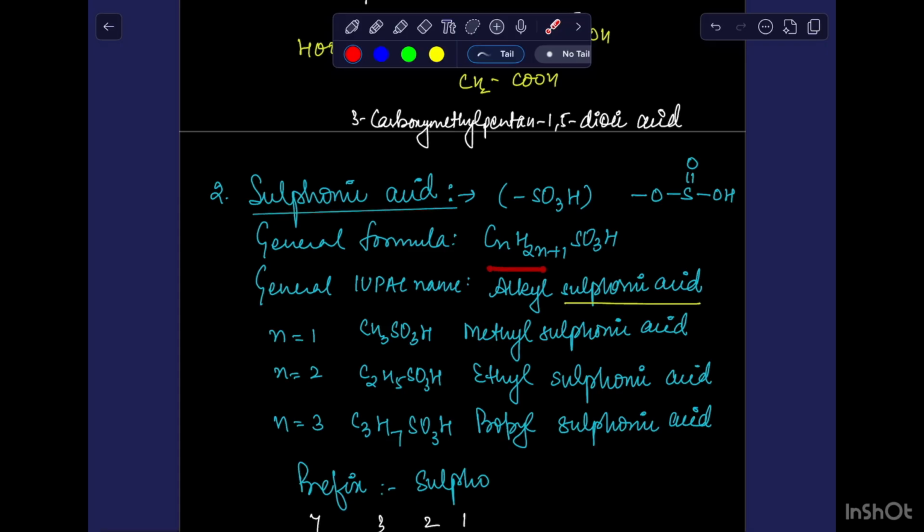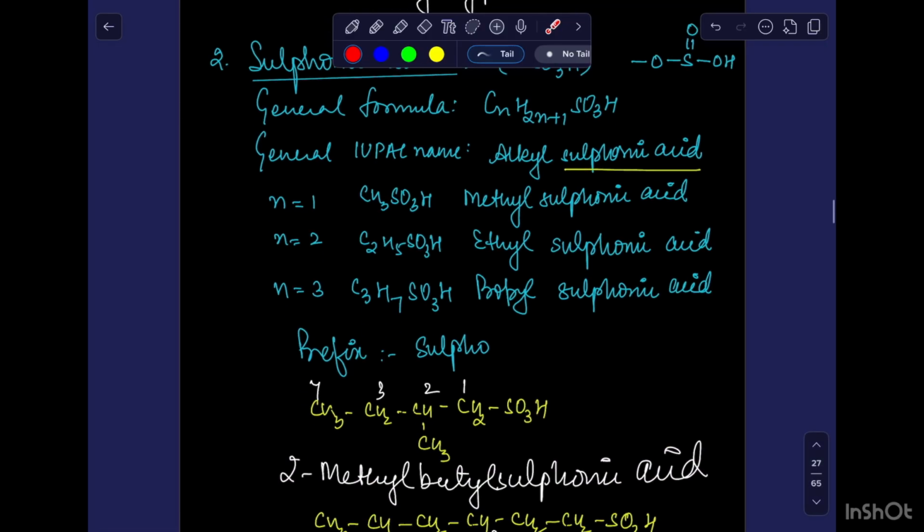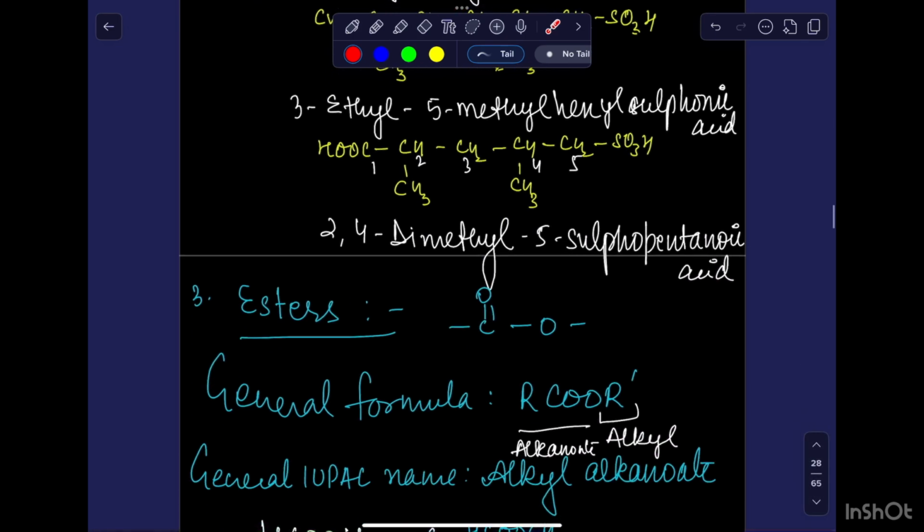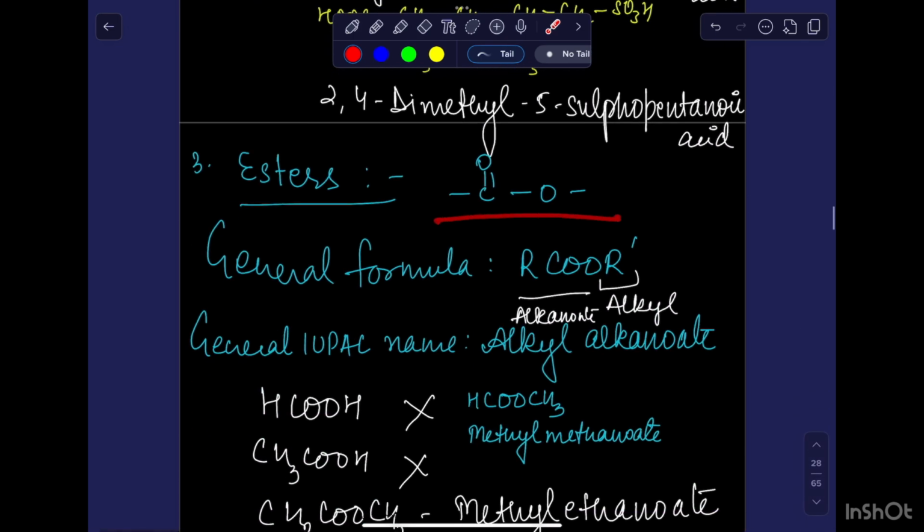Then we have sulfonic acid. Sulfonic acid has a general formula CnH2n+1 SO3H. Its name is alkyl sulfonic acid. If the number of carbon is 1, you'll write methyl, 2 ethyl and 3 propyl, like this. Its prefix is sulfo. So here we can see its naming.